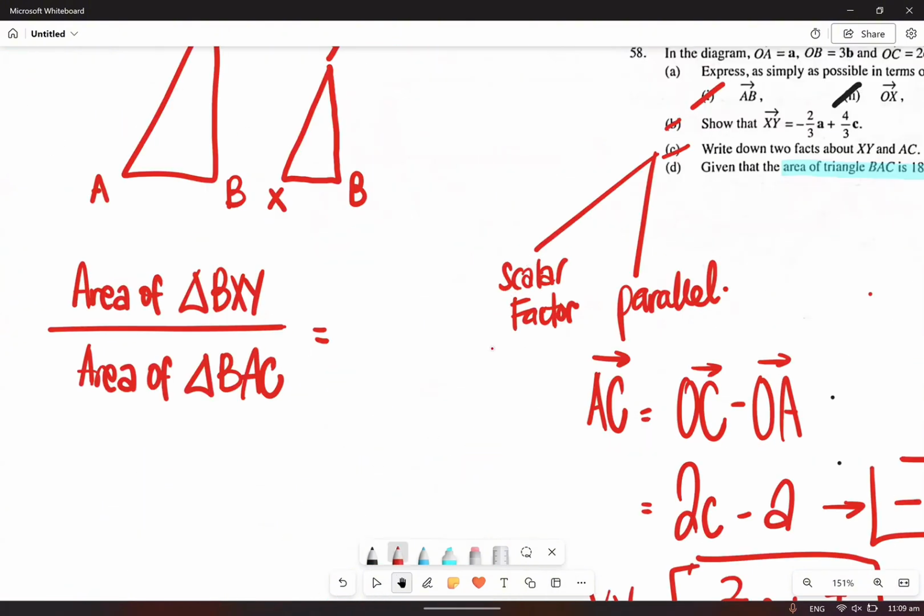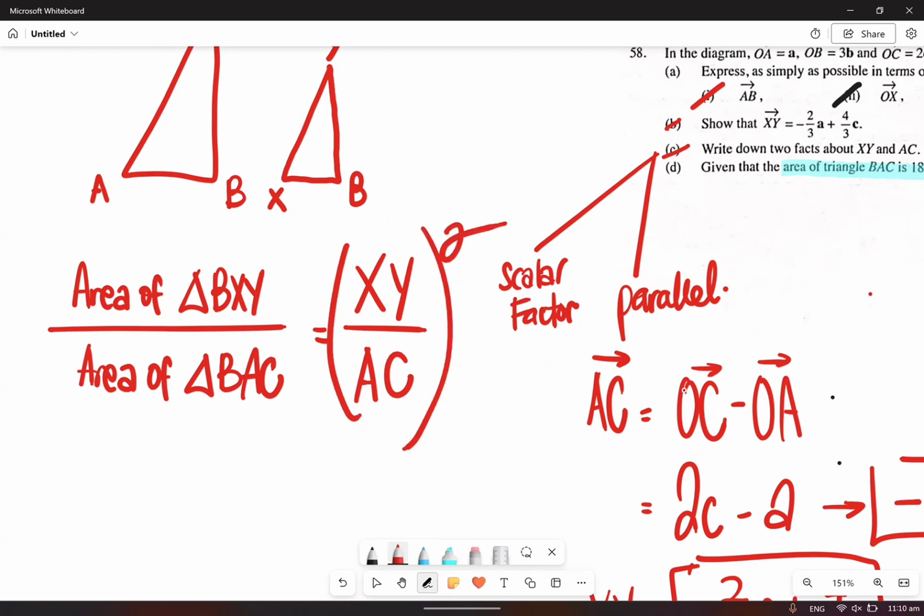So from here itself, what do you think BXY will be? First thing first, you write down XY over AC. And remember, why do you have to square? Every time it is area, surface area, we square it. Every time it is volume, capacity, we cube it. Every time they want us to find length and they give us capacity, we cube root it. Every time they want us to find length and they give us area, we square root it. So in this situation, you have to square. You don't have the exact measurement, but you have the ratio, and the ratio is already good enough to help you find it.